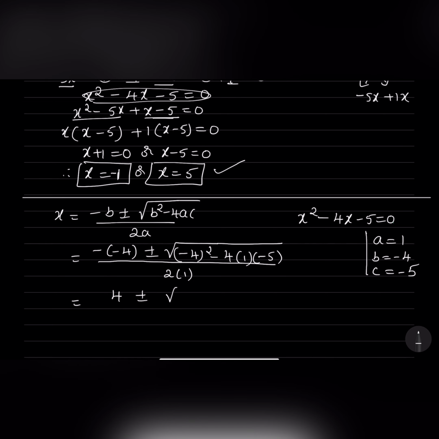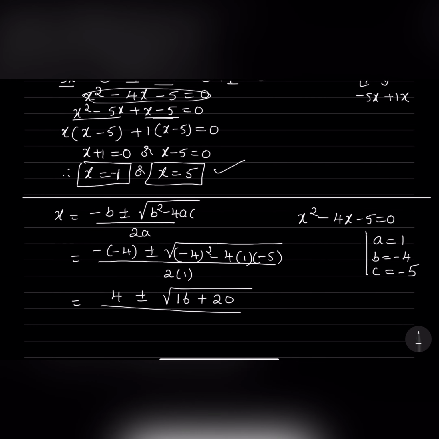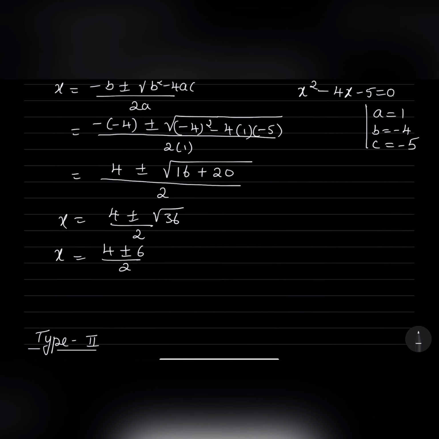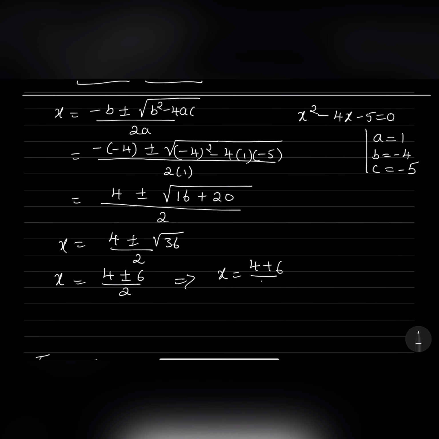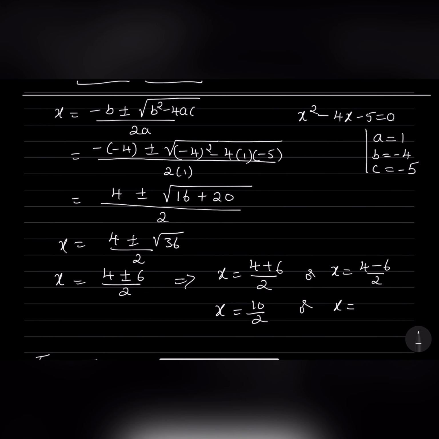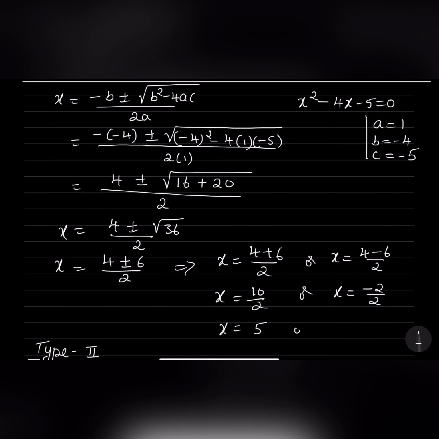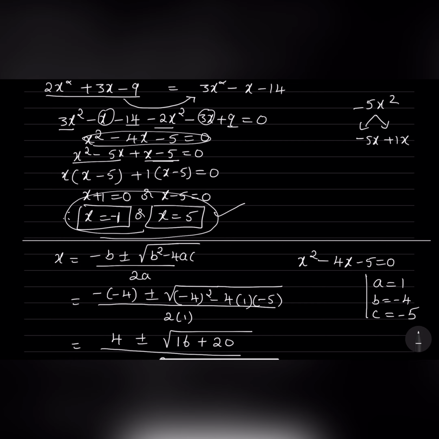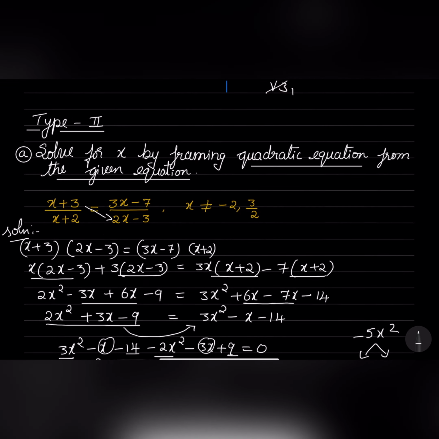So that is equal to 4 plus or minus square root of 16 plus 20 divided by 2, and this will be equal to 4 plus or minus, this is root 36, by 2. So x is equal to 4 plus or minus 6 by 2. That implies x is equal to (4 + 6)/2 or x is equal to (4 - 6)/2. So x is equal to 10/2 or x is equal to minus 2/2, and x is equal to 5 or x is equal to minus 1. So we got the same thing from the first method also. Fine. So this is about the type 2 question, first one.